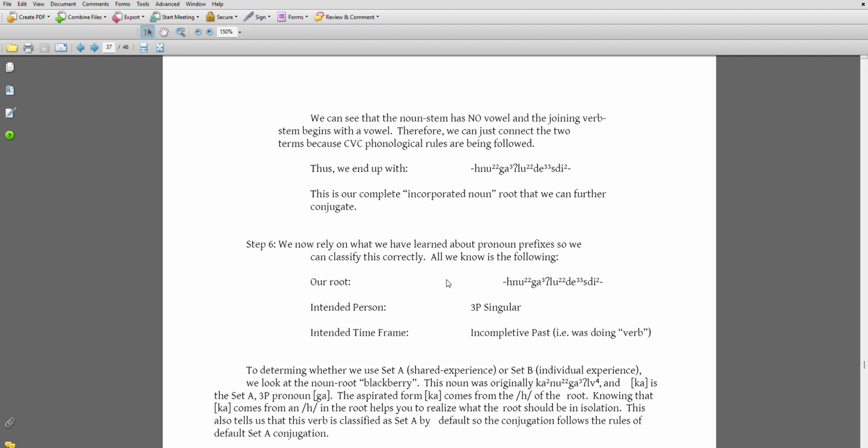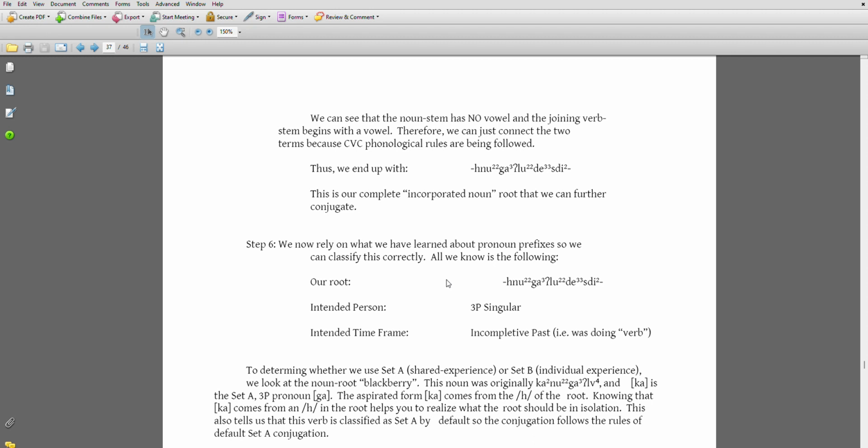Step 6, we now rely on what we have learned about pronoun prefixes so we can classify this correctly. All we know is the following. Our root, nugatludesti. The intended person is third person singular, and the intended time frame is the incompletive past. Was doing verb.